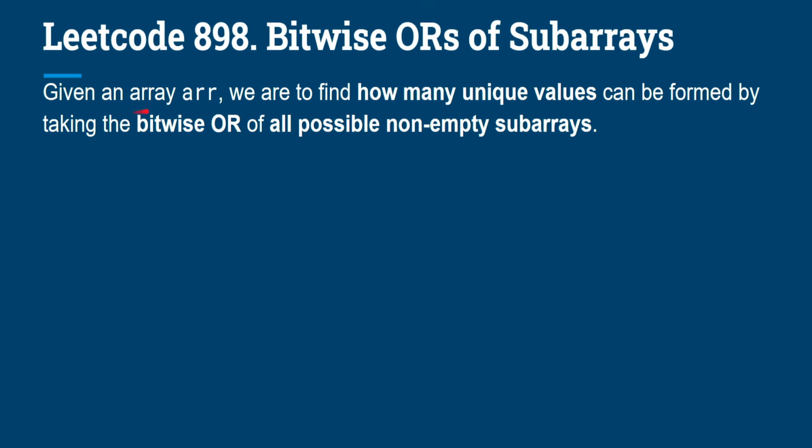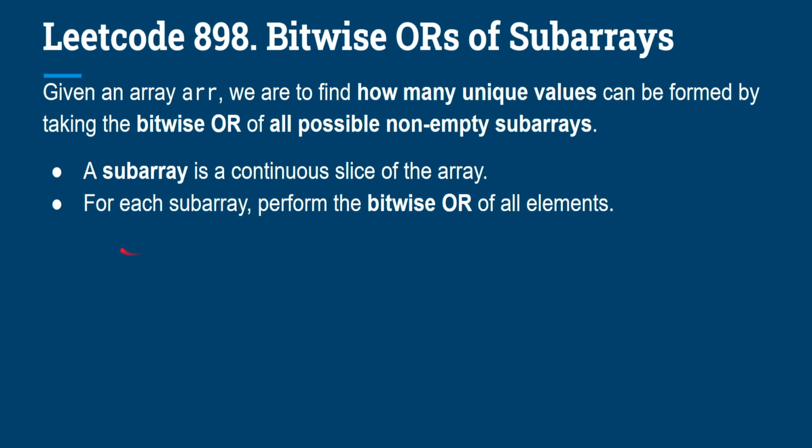Very first, the question is saying that we are given an array, and we have to find how many unique values we can form by taking the bitwise OR of all the possible non-empty subarrays. A subarray is a continuous slice of the array, which we already know. And for each subarray we have to perform the bitwise OR of its elements.